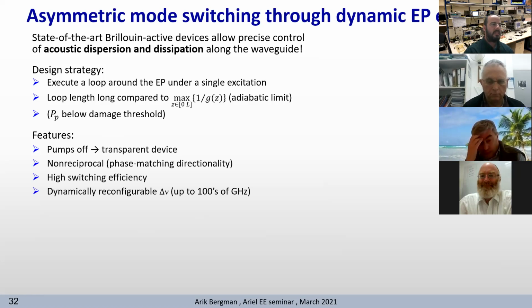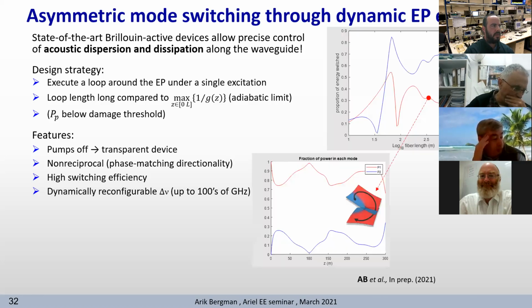We expect that such a design will possess the following features. First of all, it will be optically transparent when the Brillouin pulses are turned off. It will be non-reciprocal by design because of the phase matching directionality. And it will have high switching efficiency. Finally, it will be dynamically reconfigurable, supporting separation between spectral channels of up to hundreds of gigahertz.